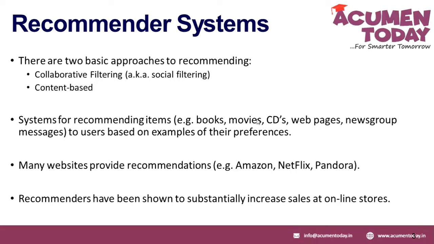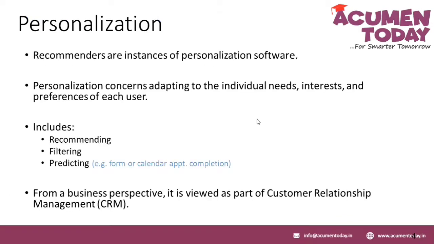Wonderful, fine. So how do we actually start implementing a recommender system? Recommenders are instances of personalization software. We have moved away from customization to personalization in the last decade or so. What does personalization mean? Adapting to individual needs, interests, and preferences.